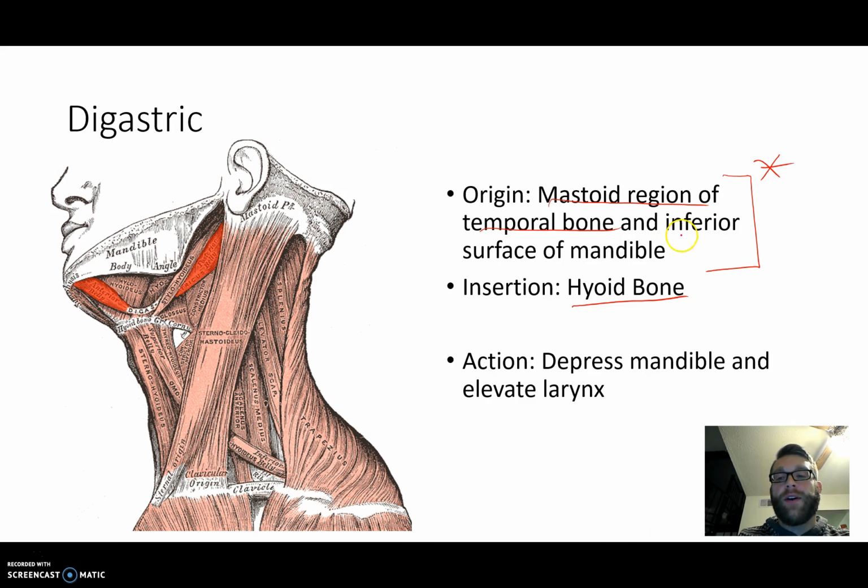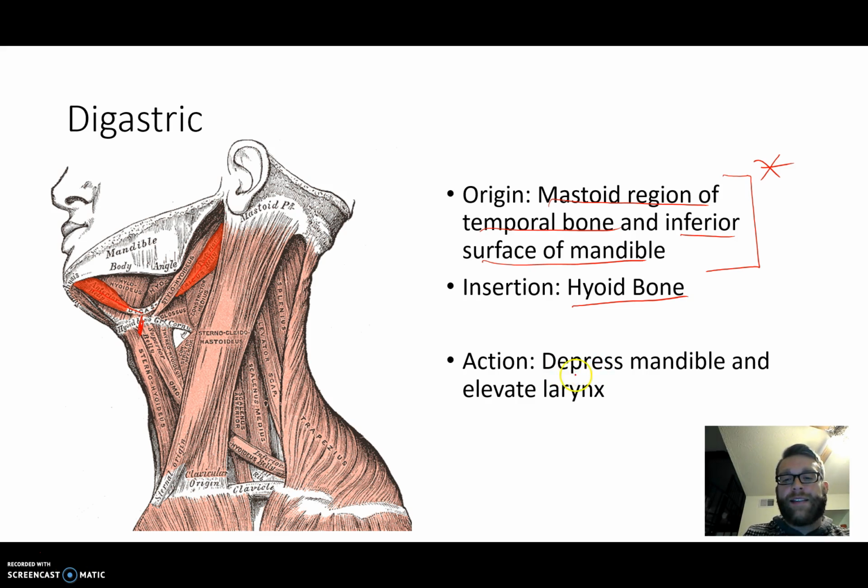I have you study both of these because you never know which one's going to pop in your head when you do this practical. Some people remember things better than others. So for your flashcards, make all of this. Its insertion point is easy: it inserts on the hyoid bone. You can see that right here where it's inserting. You've got two different parts of the digastric coming down, and they insert into the hyoid.